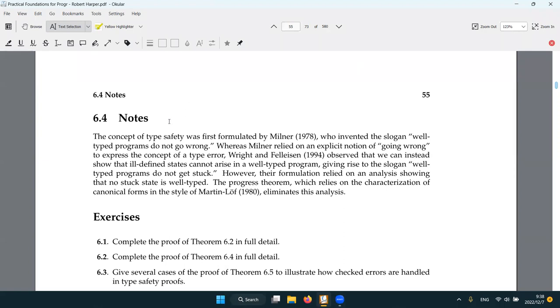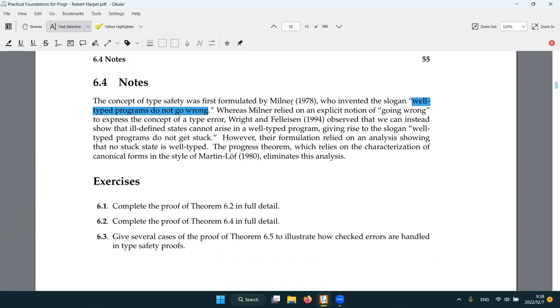And then there's a note that the concept of type safety was first formulated by Milner, who invented the slogan, "well-typed programs do not go wrong." Unfortunately, a lot of people misunderstand this statement. It's usually this "go wrong" part where they state something like "well-typed programs cannot have bugs," which is completely false.